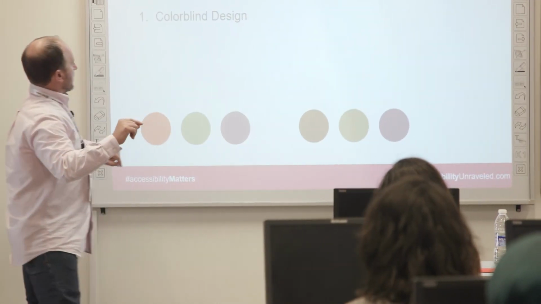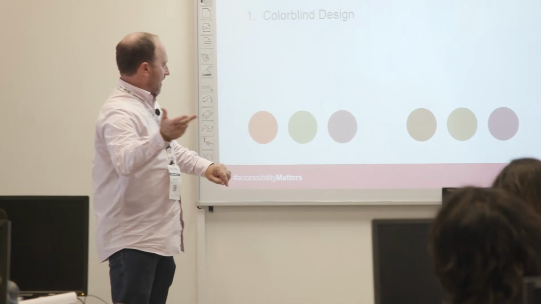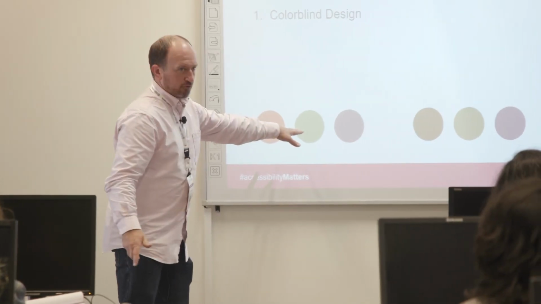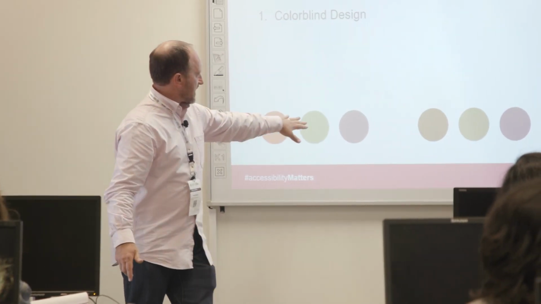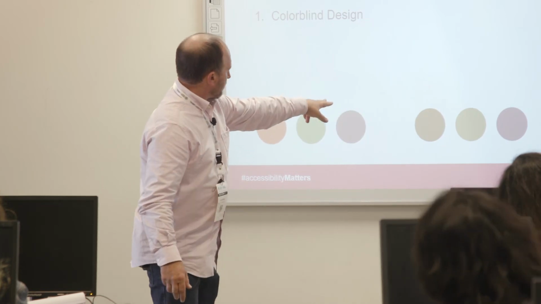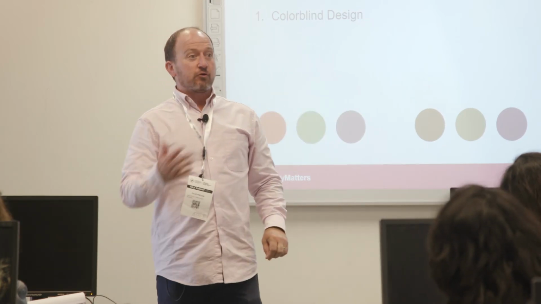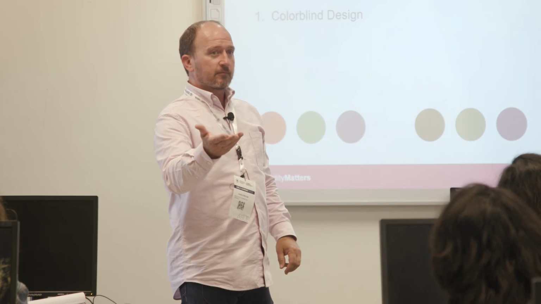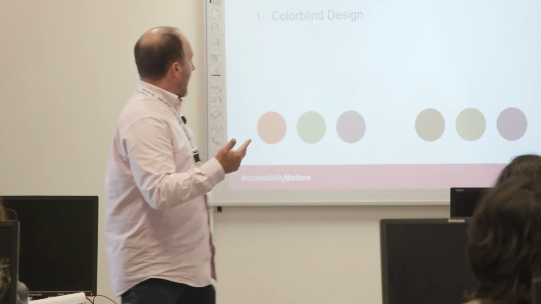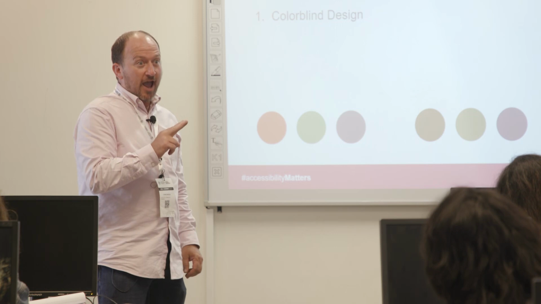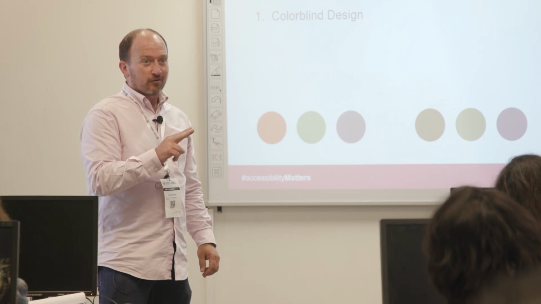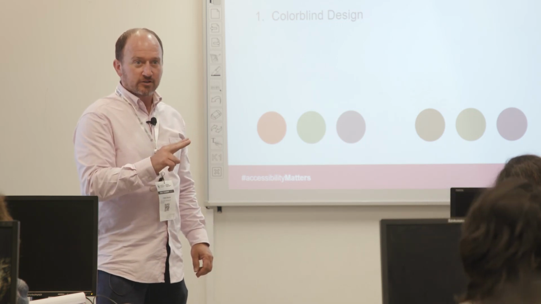I want to show you this one. This is colorblind design, right? I have 3 colored circles over here on the left, like red, green, and purple. Those are those same 3 circles viewed by somebody who has protanopia, right? So you see how those first 2 colors are now very similar? They're very hard to distinguish.